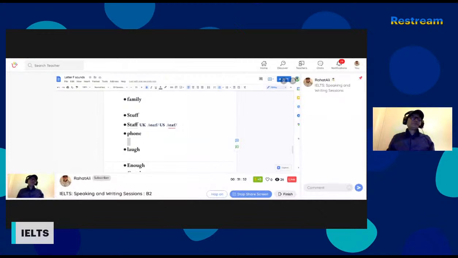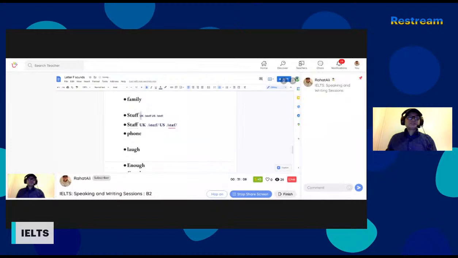Vowel sounds. R becomes A in US IPA. So the next one would be STUFF. Stuff. Okay, for this stuff, they are same for the British and American IPA. That is the amazing part. So be careful, guys.